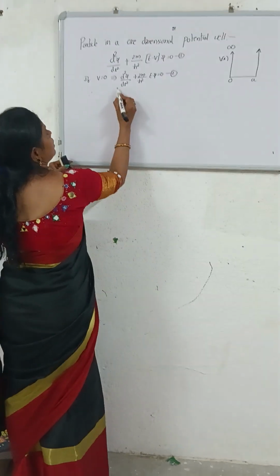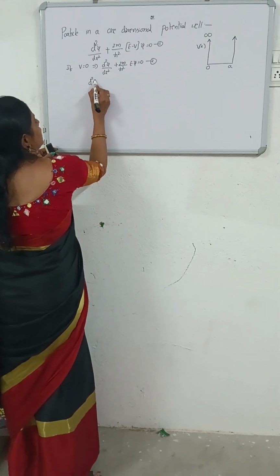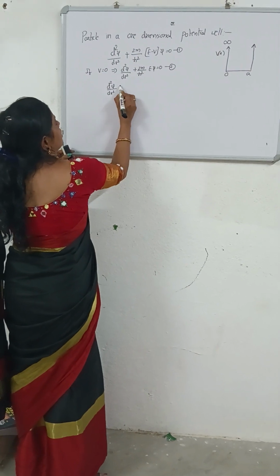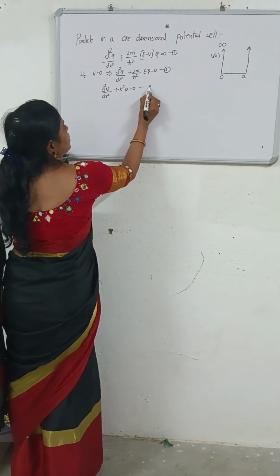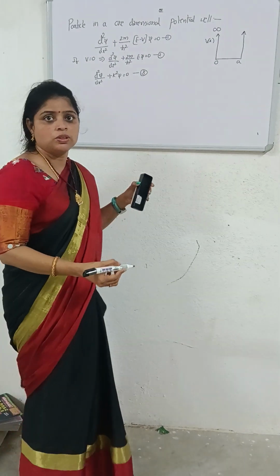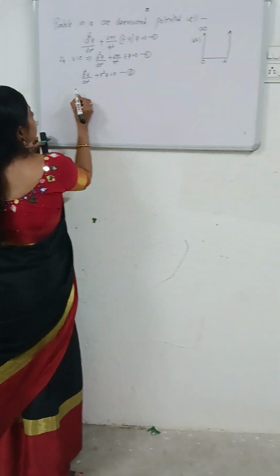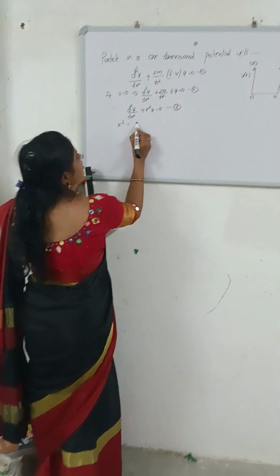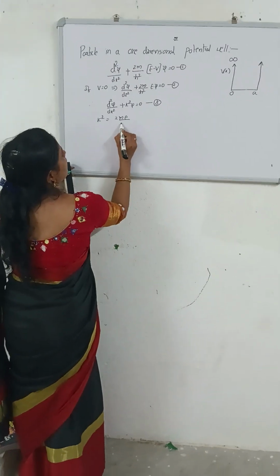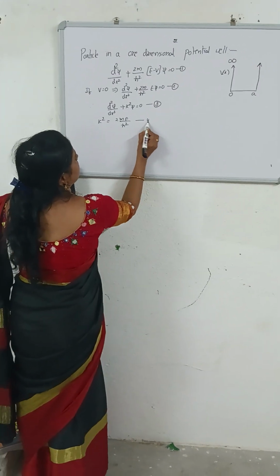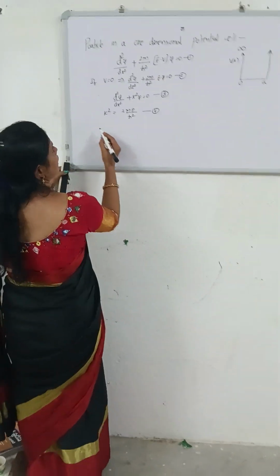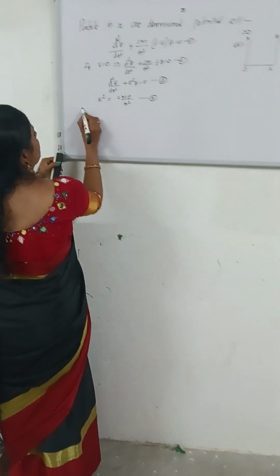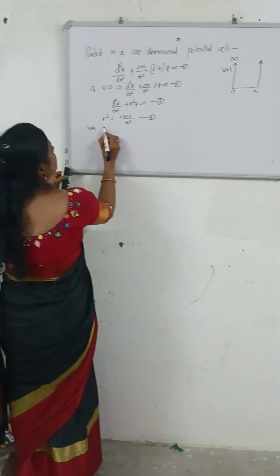Therefore, d square psi by dx square plus k square psi equals 0, where k square equals 2mE by h bar square. Now applying boundary conditions.